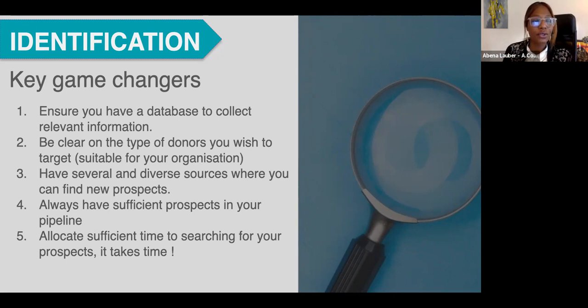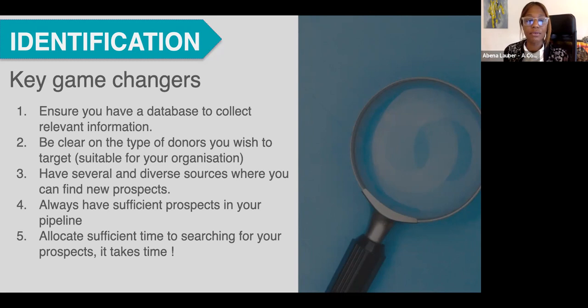Also, we suggest that you should have several sources where you can find prospects. People in different countries will have different areas you can look. For local funders, you need to also think internationally. And we'll look at the different places where you can look for potential prospects. And also, it's really important to have sufficient prospects in your pipeline to ensure sustainability.